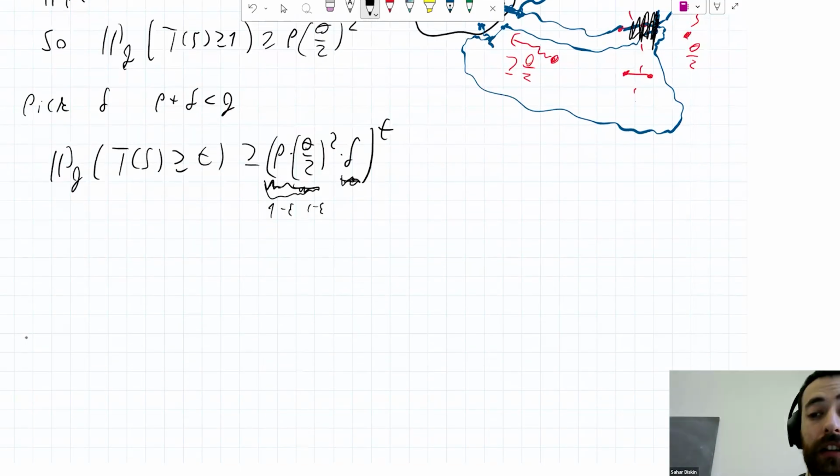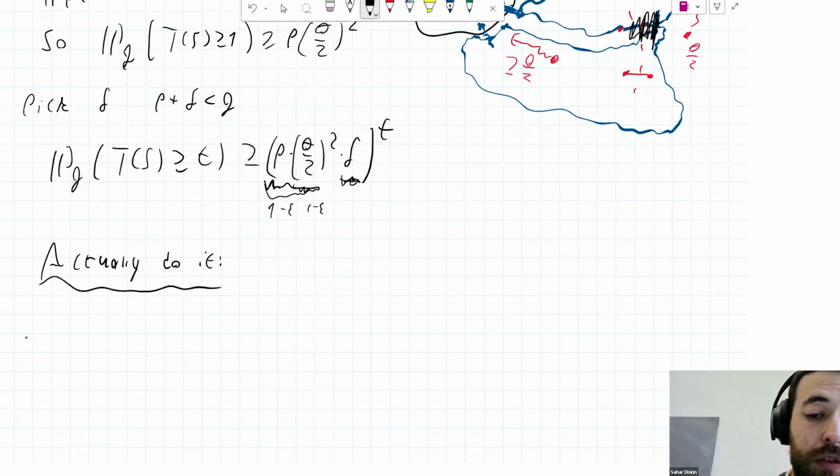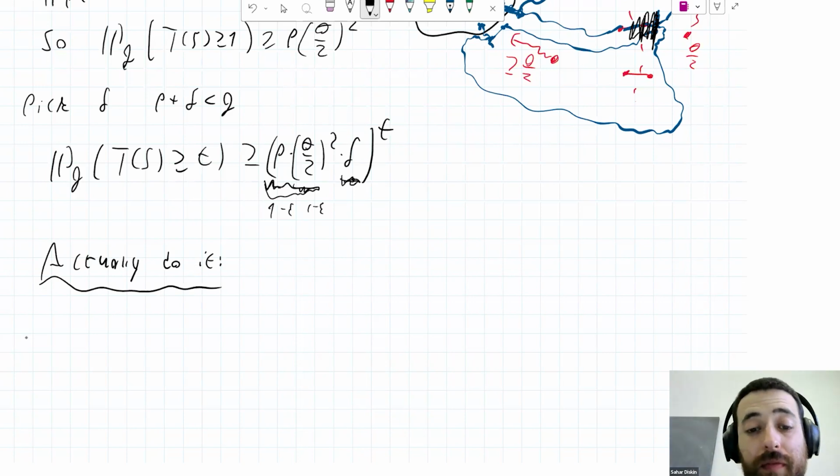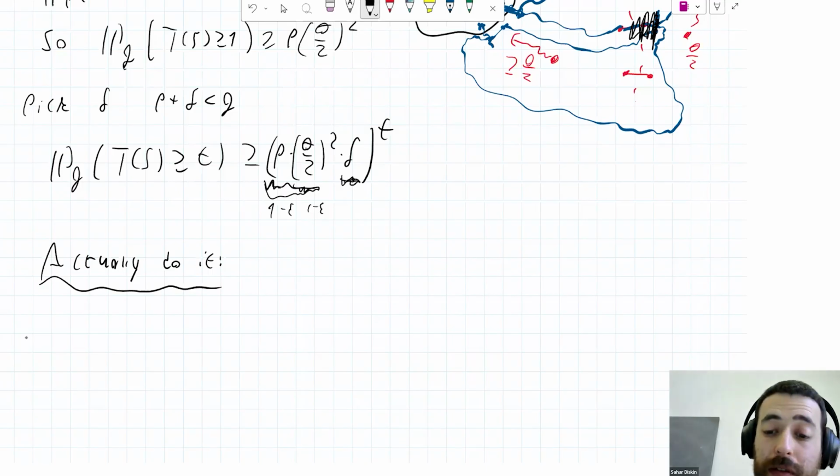So the toy version is just to give you some vibe, and let me tell you how we actually do it. So I need to fix two things here. I want this P to become large, and I want this theta over 2 to become large, to become 1 minus epsilon. So here is one way to do it.